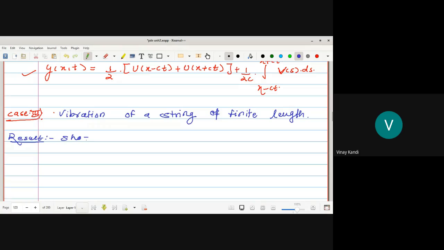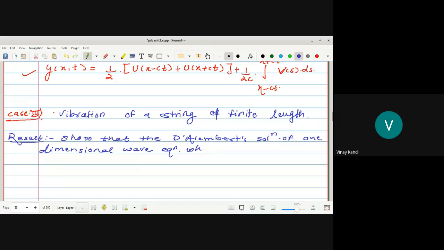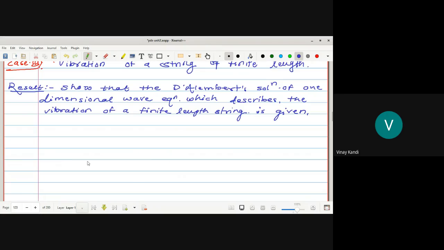Show that the D'Alembert solution of the one-dimensional wave equation, which describes the vibration of a finite length string, is given by the following. Okay, pay attention.